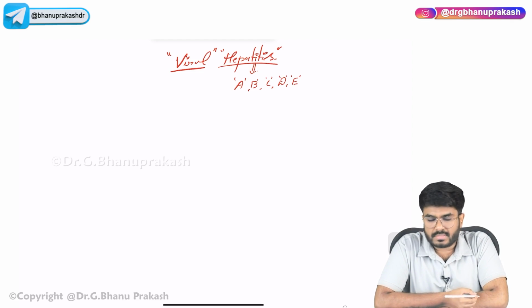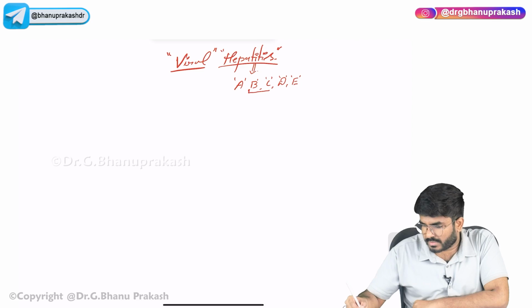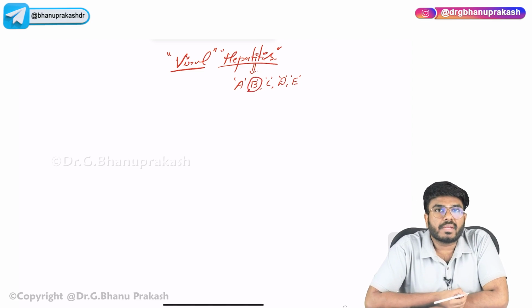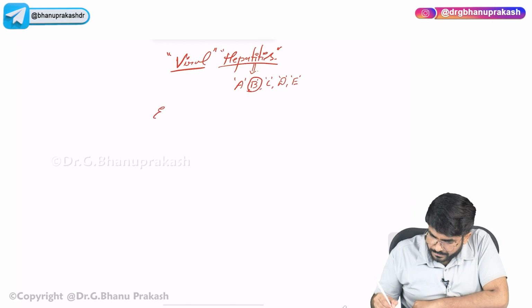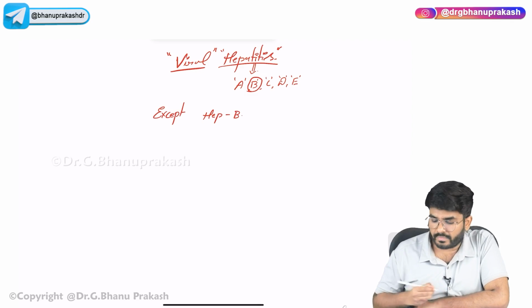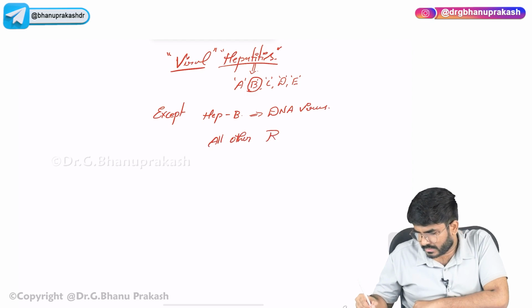Now out of these 5 viruses, let me tell you the important points here itself. Except hepatitis B virus, all other are RNA viruses. Hepatitis B is a DNA virus. All other RNA viruses.